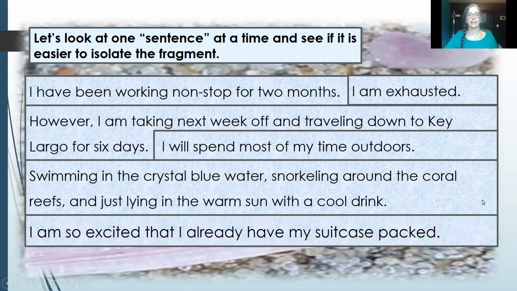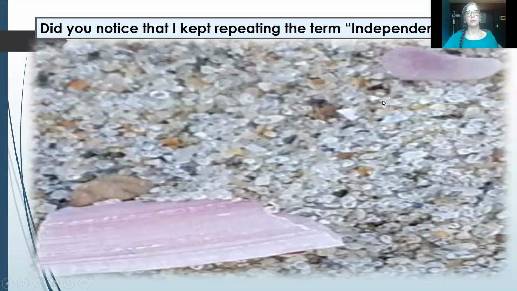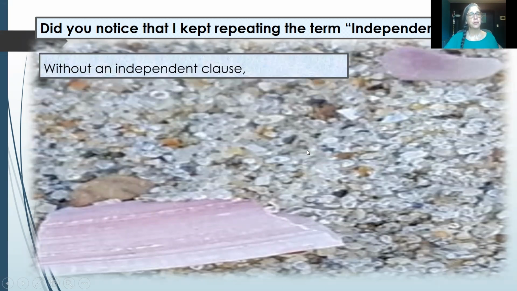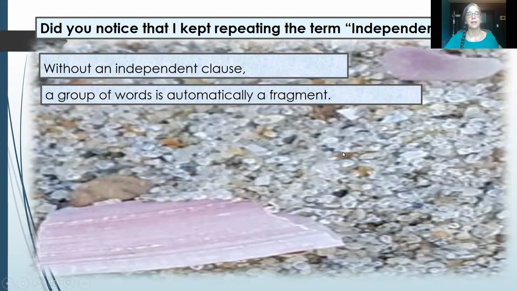I am so excited that I already have my suitcase packed. So looking at one sentence at a time and looking for those subjects and verbs made it a little bit easier to isolate that fragment. Did you notice that I kept using the term independent clause? Some of you watching may be familiar with that term, others may not be. So let's do a little review. But first, I want you to know the reason I kept saying that is because without an independent clause, a group of words is automatically a fragment.